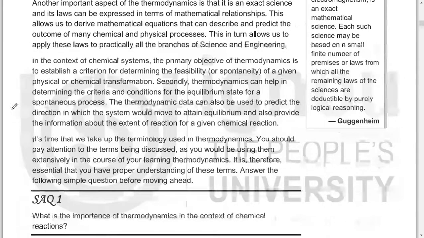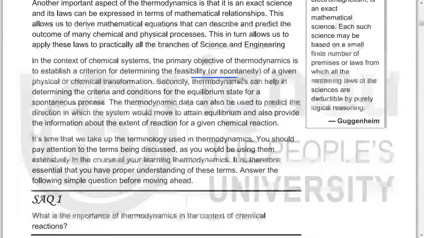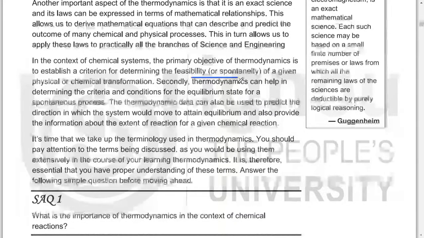In the context of chemical systems, the primary objective of thermodynamics is to establish a criterion for determining the feasibility, or spontaneity, of a given physical or chemical transformation. Secondly, thermodynamics can help in determining the criteria and conditions for the equilibrium state for spontaneous processes. The thermodynamic data can also be used to predict the direction in which the system would move to attain equilibrium and also provide information about the extent of reaction for a given chemical reaction.